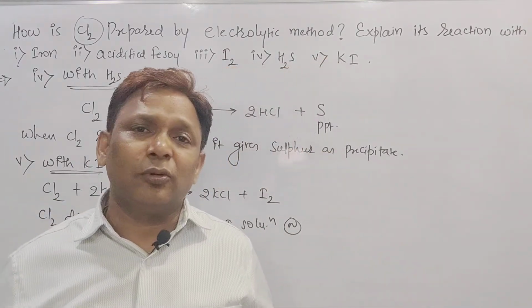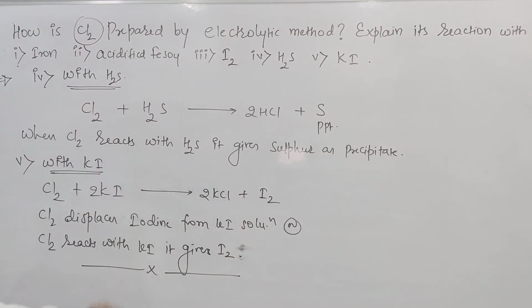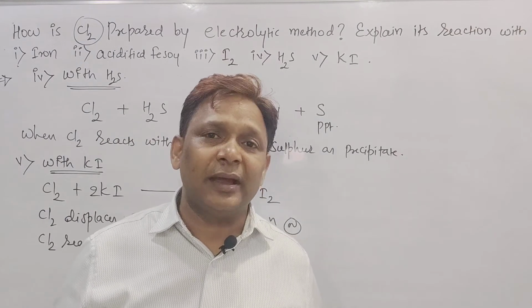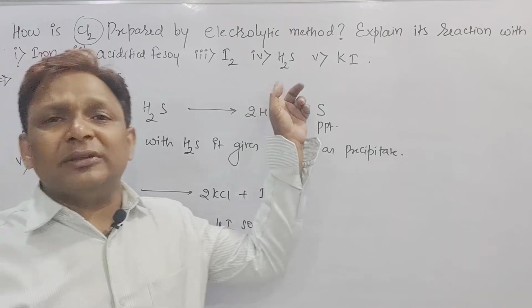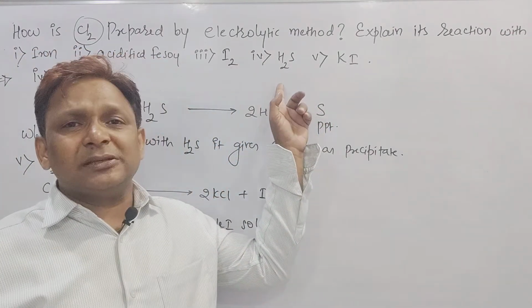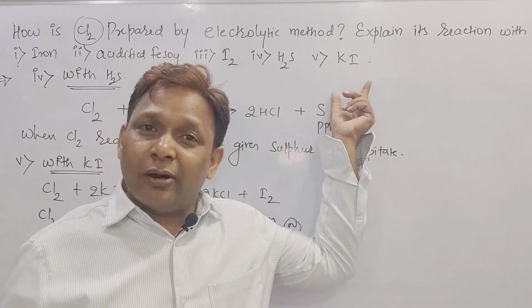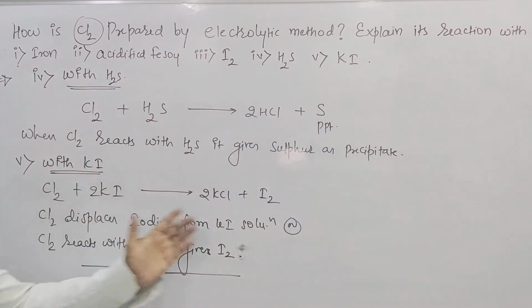Third one, iodine. The reaction of chlorine with iodine, previous case over. When chlorine reacts with iodine, it gives rise to HIO3, called iodic acid, and the remaining byproduct is HCl. Reaction of chlorine with H2S forms 2HCl plus sulfur coming out as a precipitate. And KI: chlorine displaces iodine from KI, or chlorine reacts with KI and gives rise to iodine. So these are the reactions written here.